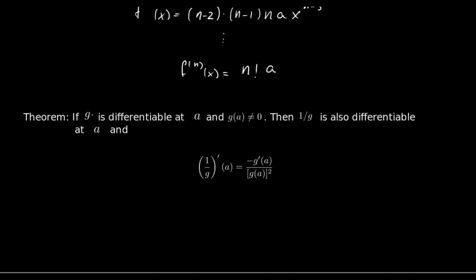Now we're going to continue with another property. We have a function g that's differentiable at the point a, and the function evaluated at that point is different to 0. Then 1 over the function is differentiable, and the derivative is minus the derivative of g, divided by g evaluated in that point squared. So let's go ahead and prove this.